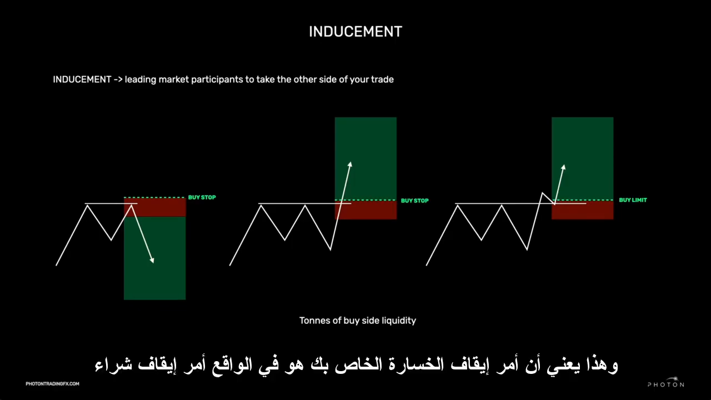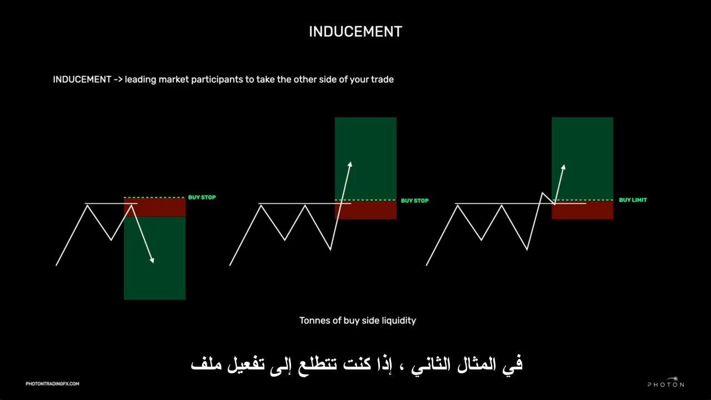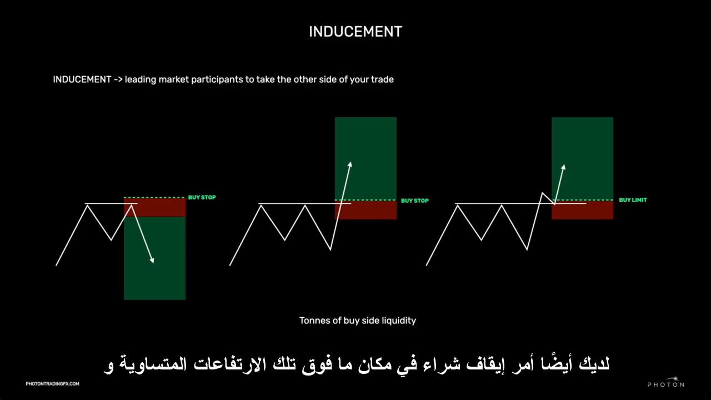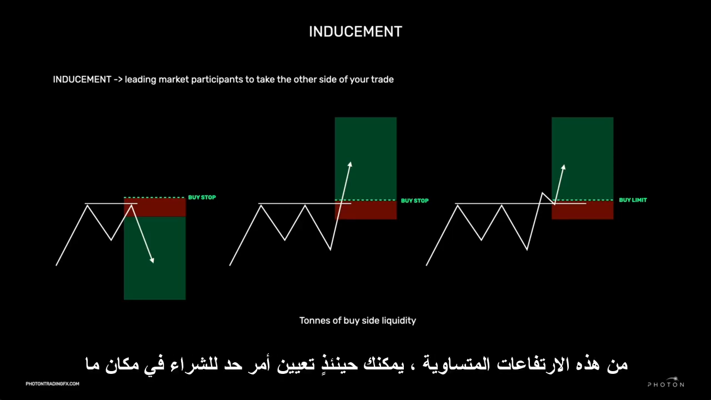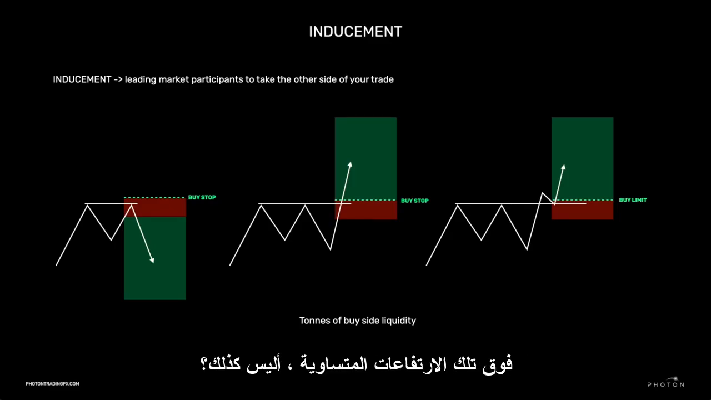So that means that your stop loss order is actually a buy stop order. In the second example, if you were looking to get triggered in on the breakout to get long, you will also have a buy stop order somewhere above those equal highs. And in the final example, if you were looking to buy the break and retest of those equal highs, then you would set a buy limit order somewhere above those equal highs, right, for price to tag you in.